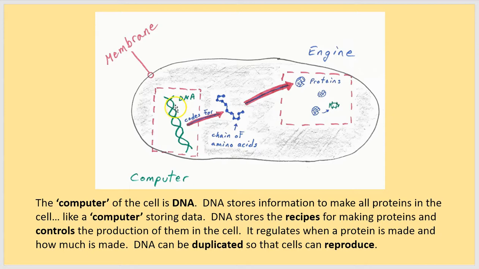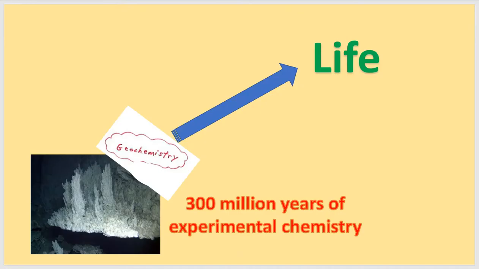So there we have the car analogy. We have the body, the cell membrane, we have the engine, all the proteins doing the chemistry of life, and then we have the computer, the DNA, storing the recipes for building the cell parts. So the story of life on Earth then is one in which hundreds of millions of years of experimental chemistry, possibly happening underneath the oceans in these rocky volcanic chambers here, produced a set of complex molecules that assembled themselves into a living thing. So out of chemistry emerged life.